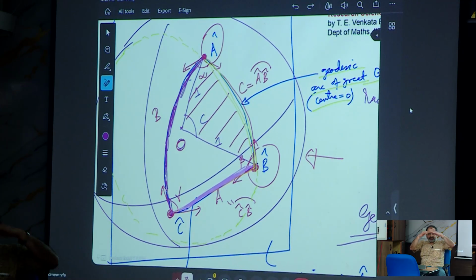Okay. Now this curved thing looks like, you take a melon and you cut out a chunk, that triangular chunk.